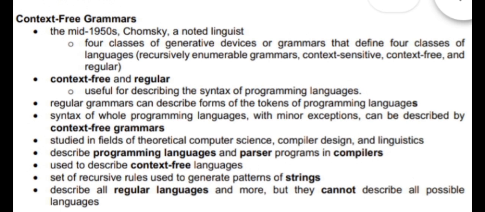Context-free grammars were made in the 1950s by Chomsky, a linguist, who described four classes of generative devices or grammars that define four classes of language: recursively enumerable, context-sensitive, context-free, and regular grammars. Context-free and regular grammars are useful for describing the syntax of programming languages. Second, regular grammars can describe the forms of the tokens of a programming language.